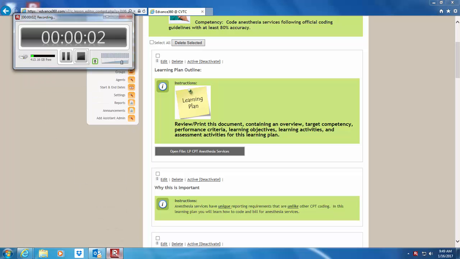This recording is in relation to anesthesia services, CPT coding and billing, and again these are for anesthesiologists and in some cases certified registered nurse anesthetists. And CPT coding does go along with reimbursement or billing purposes, and that is really evident in anesthesia coding.